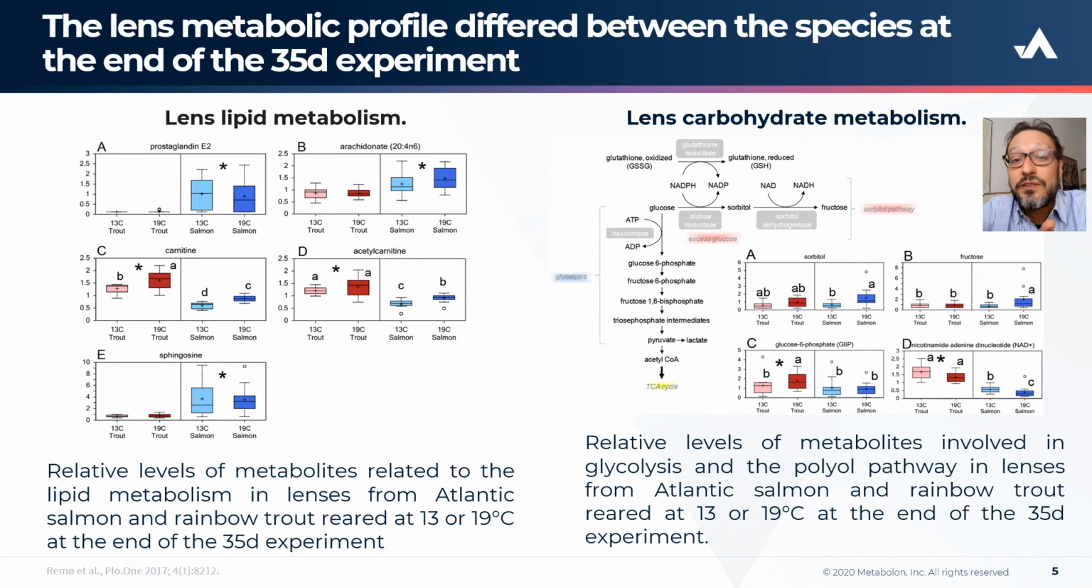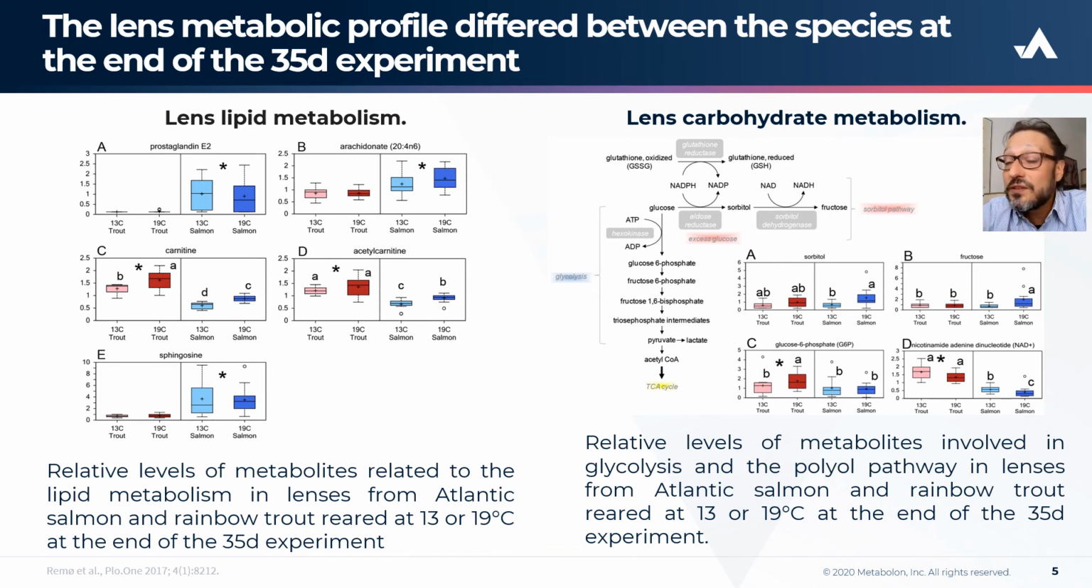Now, prostaglandins are involved in several biological functions that may influence cataract formation, such as regulation of cell proliferation, inflammation processes in lens epithelial cells, osmoregulation. Thus, the higher levels in Atlantic salmon compared to rainbow trout may be related to the higher severity of cataracts in salmon. However, the exact mechanism of cause-effect relationships remains unknown.